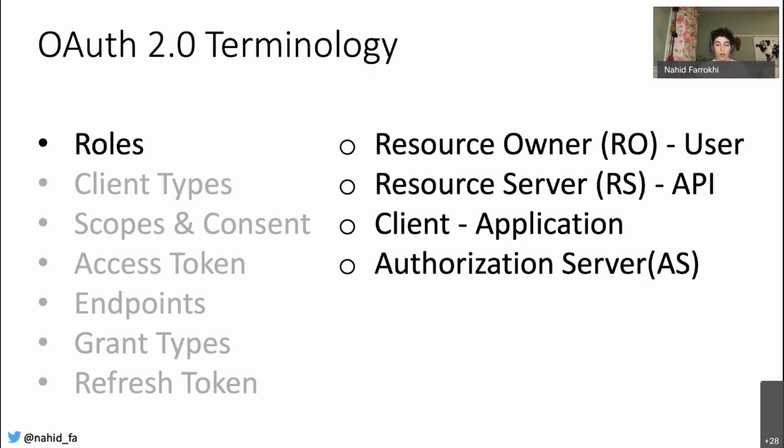The next one is the authorization server, or AS. The authorization server is the component issuing the access token to the client after successfully authenticating the resource owner and obtaining the authorization. So after making sure that this is valid, this is the one that issues the token. You might see the authorization server called a security token service as well, or STS. These are the same if you see that keyword.